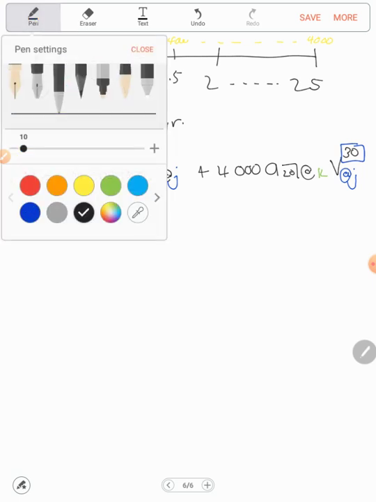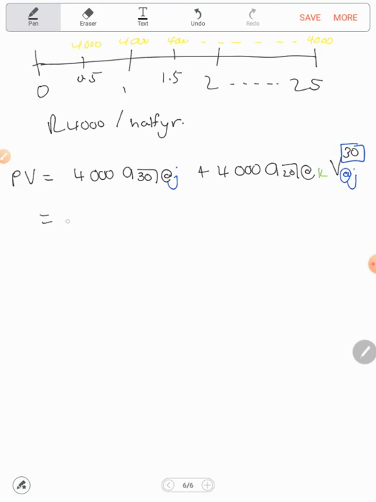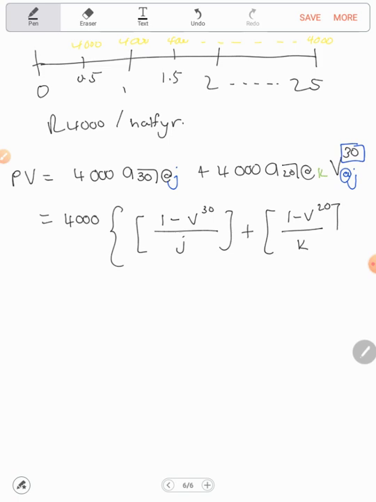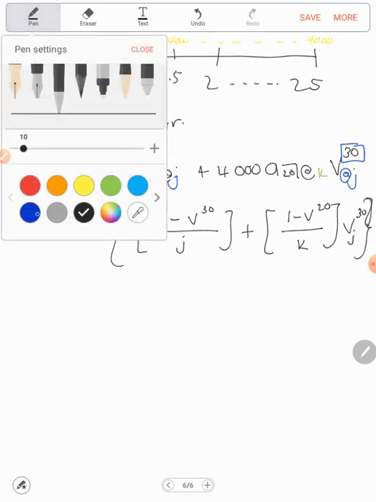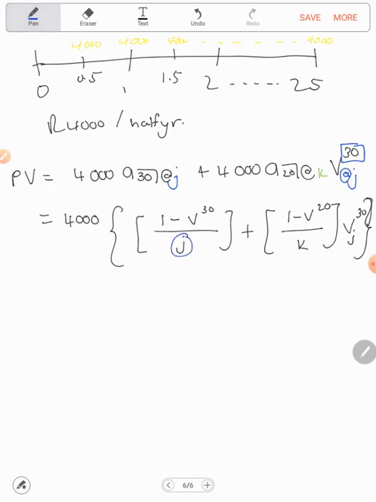Alright, so now when you plug everything in, you can actually factorize that 4,000 out, and you will be left with the first annuity function is 1 minus V30 at J over J. The next one is 1 minus V20 at K over K. And don't forget your discount at J. Alright, so sorry I forgot to color code, but that's our J, that would be at interest rate J, and this is at interest rate J as well, and then our K interest rate is used here.